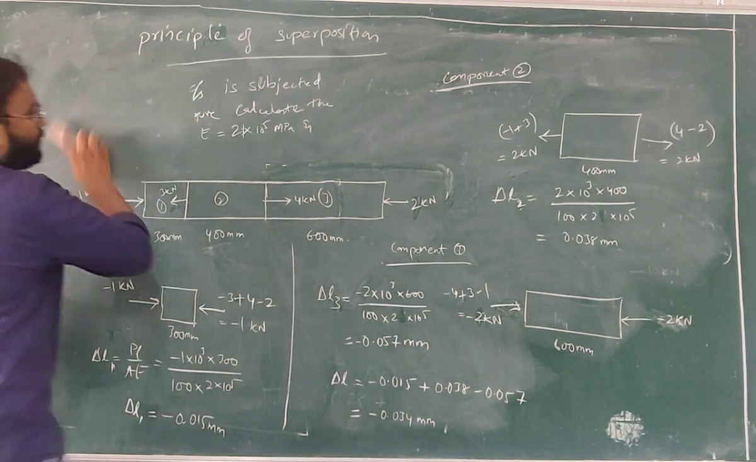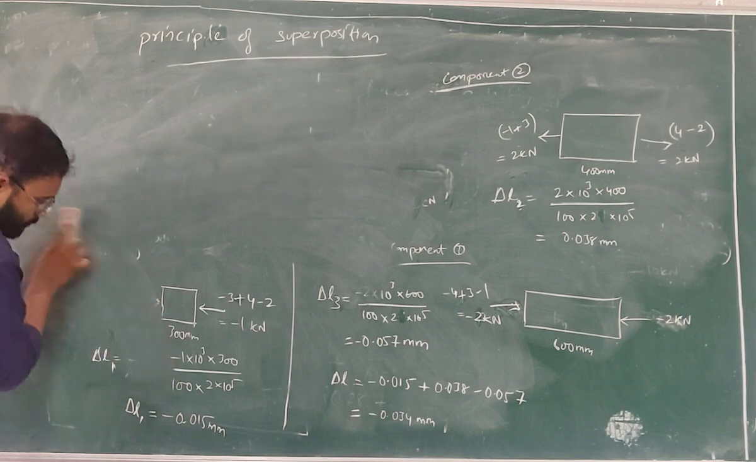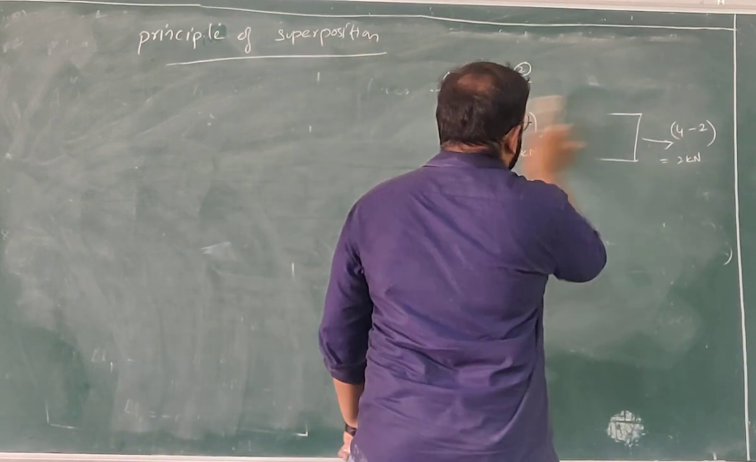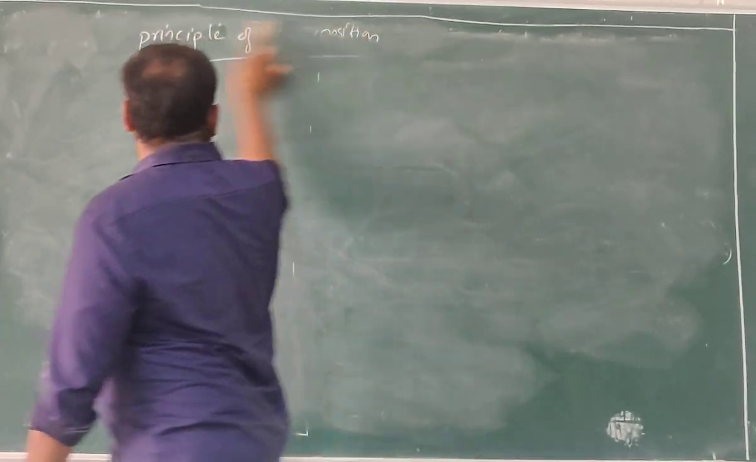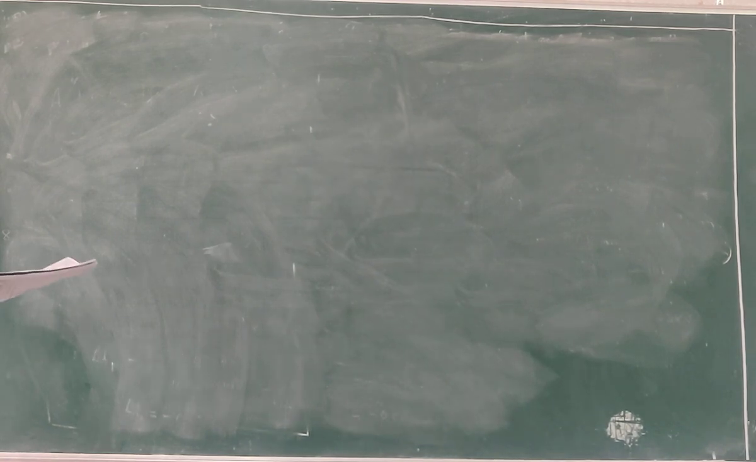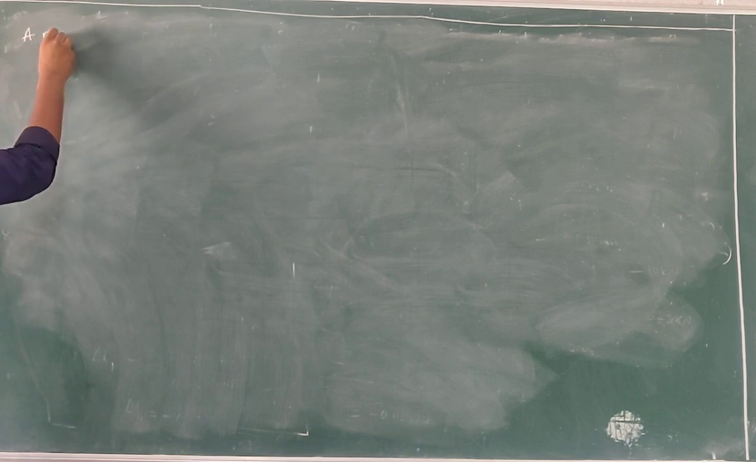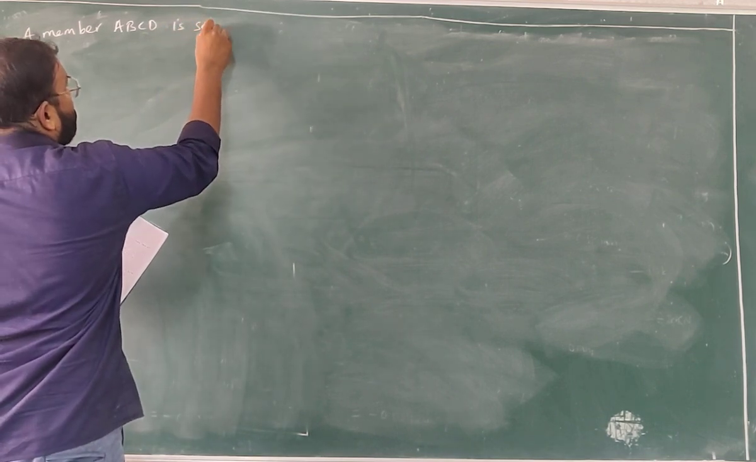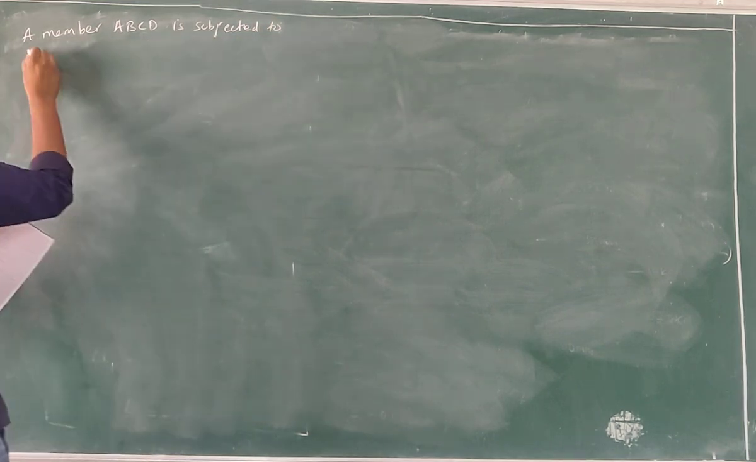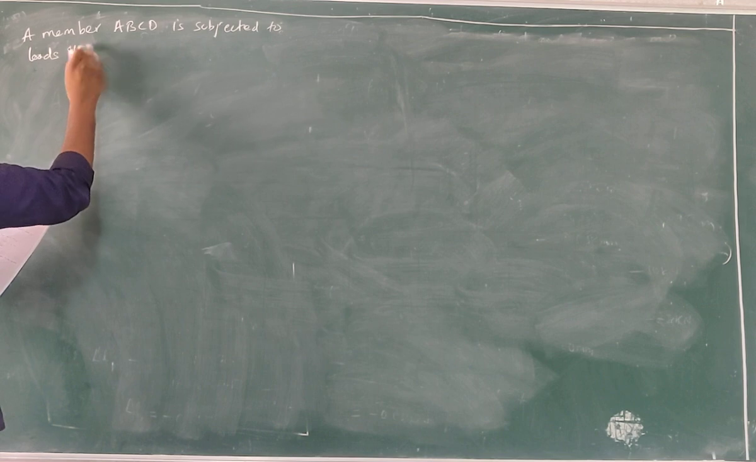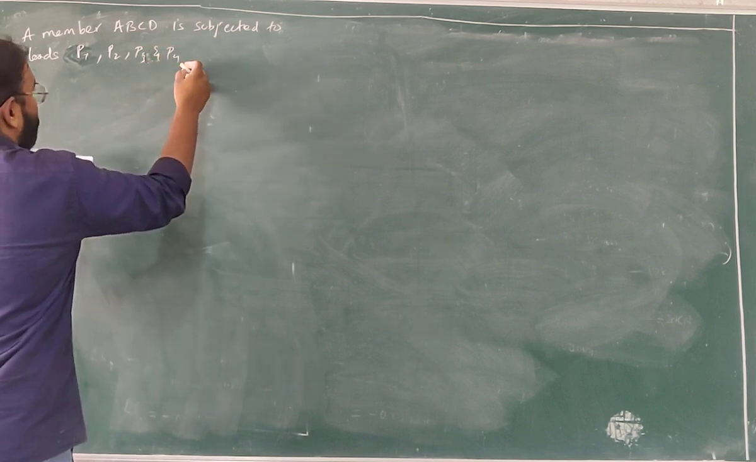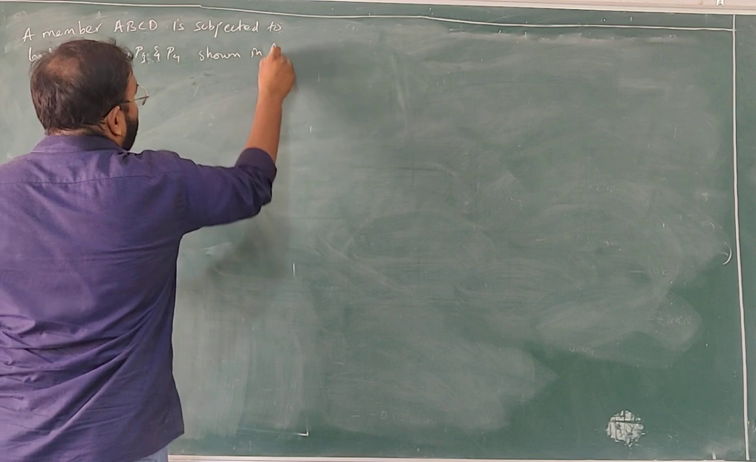Next problem. A member ABCD is subjected to loads P1, P2, P3 and P4 shown in figure.